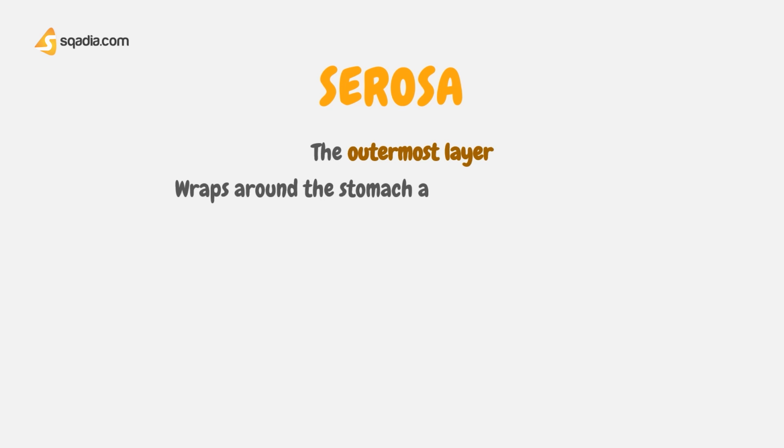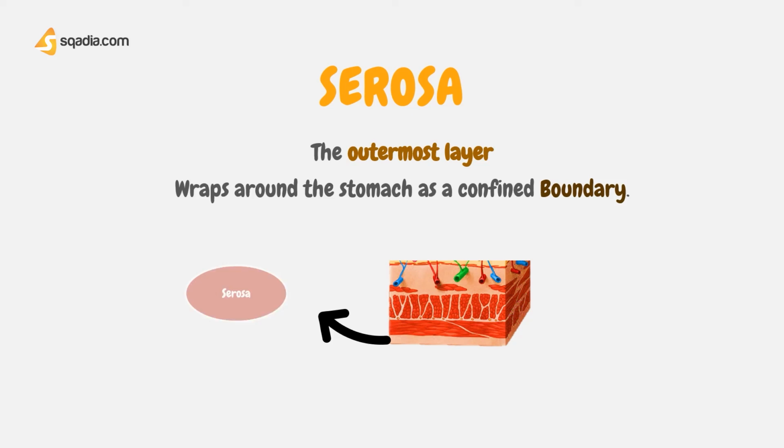Now let's make our way towards the end. We have the last layer of the stomach called serosa. It is the outermost layer of the stomach. It wraps around the stomach in a manner of confined boundary, or we can simply say that it's the outer coat of the stomach. And here is the histological view of the outermost layer, serosa.